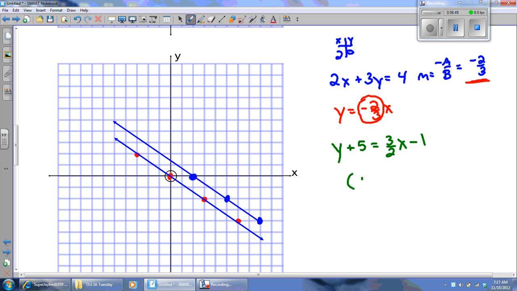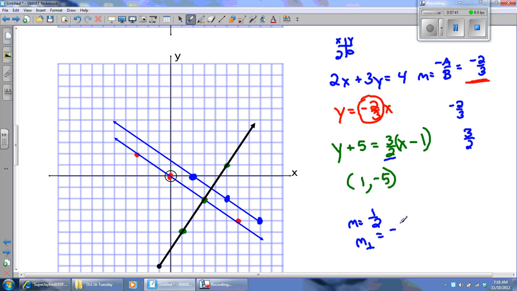It's in point slope form. I'm going to have an x-coordinate of 1 and my y-coordinate of negative 5. So we're going to go 1, then down 5. There we go. And my slope is going to be 3 over 2. And if I graph that one, there we go, perpendicular. All right, and I knew it was going to be perpendicular because my slope was the negative reciprocal. I have negative 2/3. I flip it to 3/2, and I change the sign. Negative became positive. If the slope had equaled 1/2, the perpendicular slope would equal a negative 2.